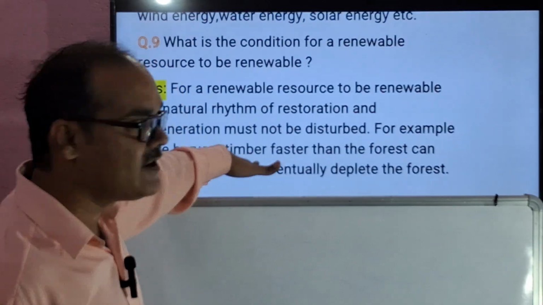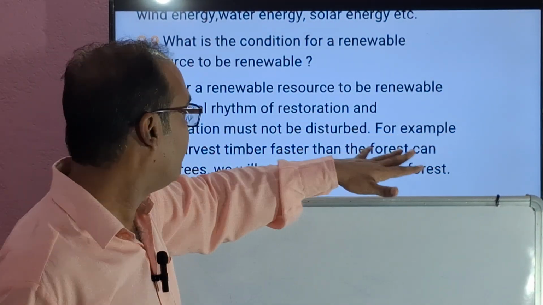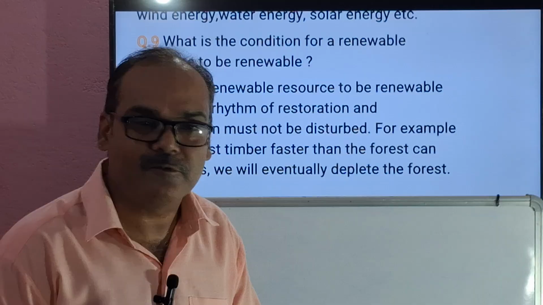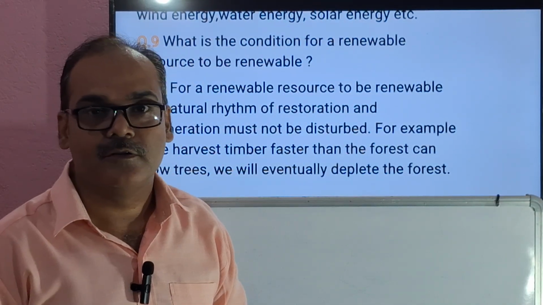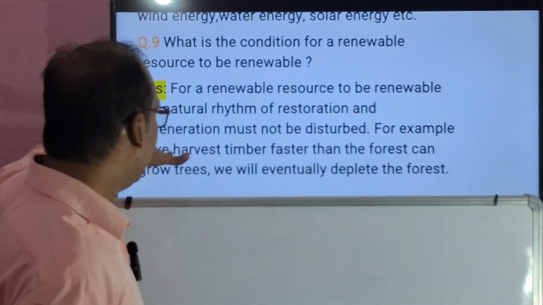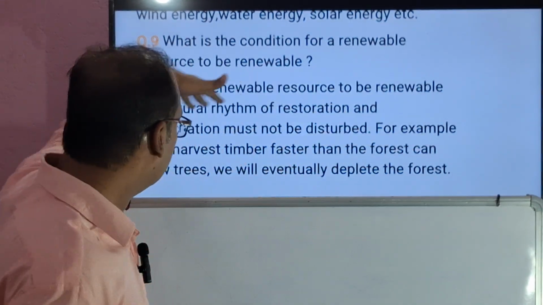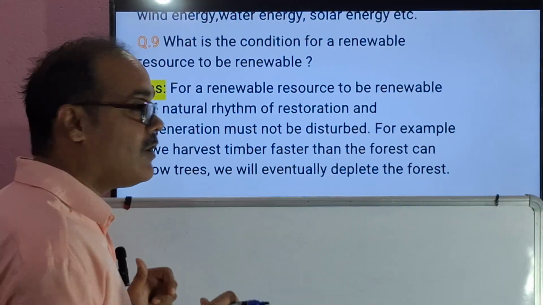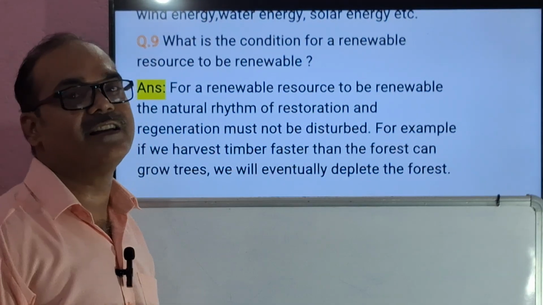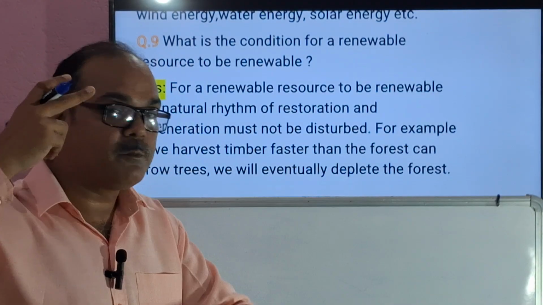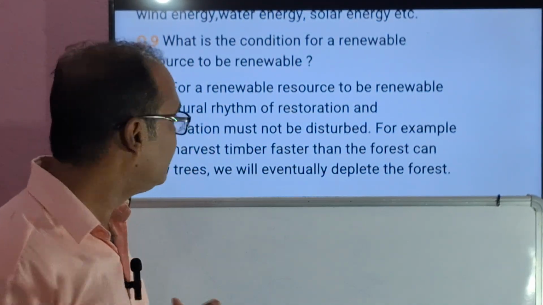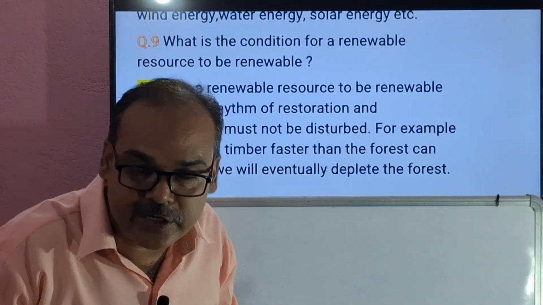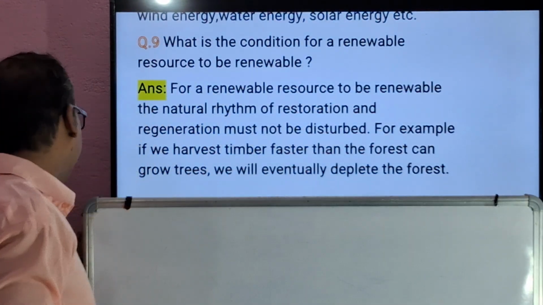For example, a forest can grow trees. If we start cutting trees, but it takes time for the new plants to become a tree, you know what will happen? If we harvest timber faster than the forest can grow trees, we will eventually deplete the forest. Because cutting of trees takes very little time, but for a small plant to become a tree, it takes several years. So the natural rhythm of nature must not be disturbed because it takes time.